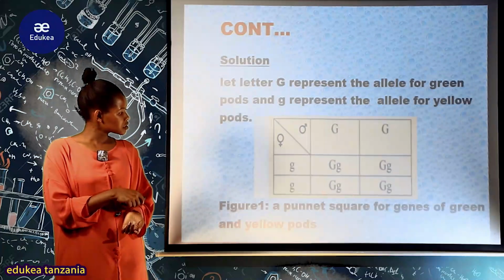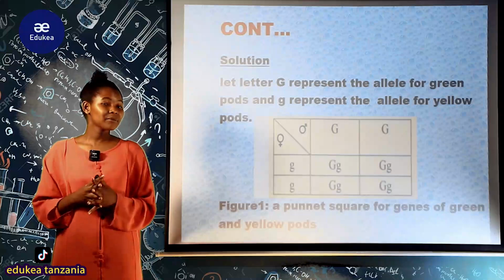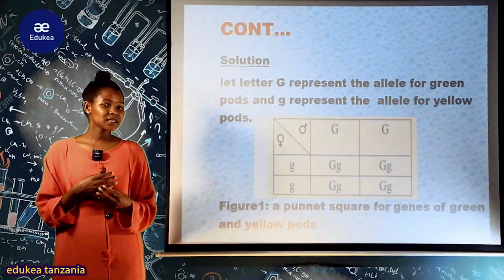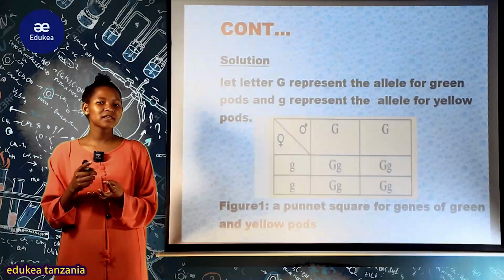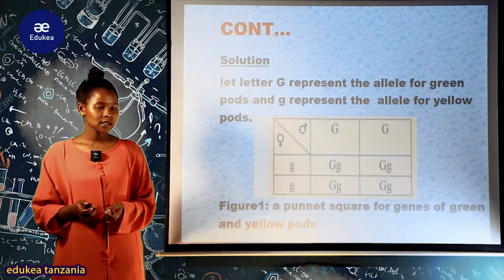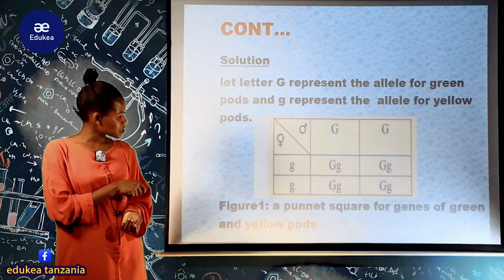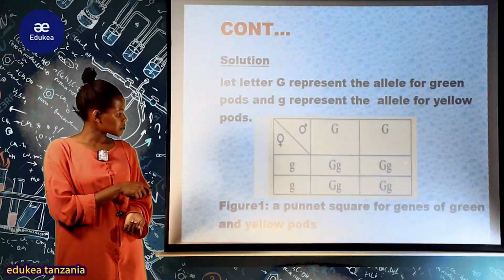Hizi ni possible genotypes ambazo zitajitokeza kwenye F1 generation. Tukimrejelea Mendel, alituelekeza kwamba F1 generation inatuletea dominance. That's why he discovered the concept of dominance trait. And on crossing this, tutakuja kuona hizi zinaanza kuwa expressed phenotypically.